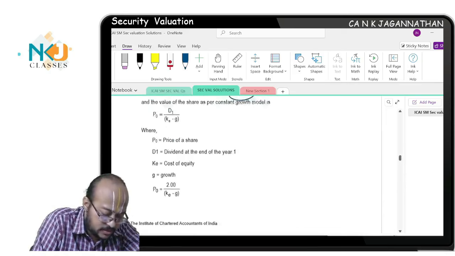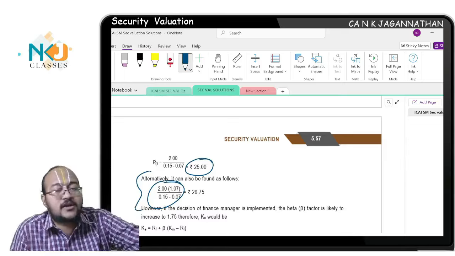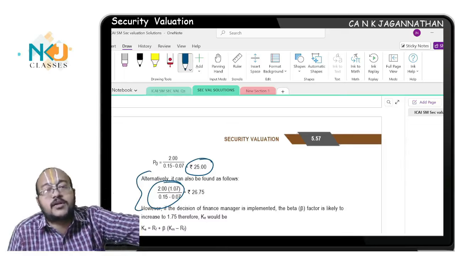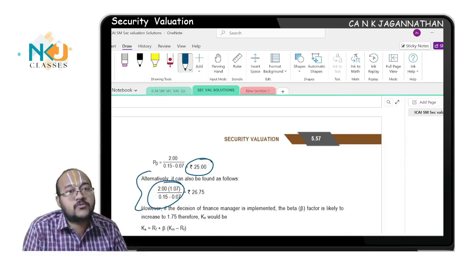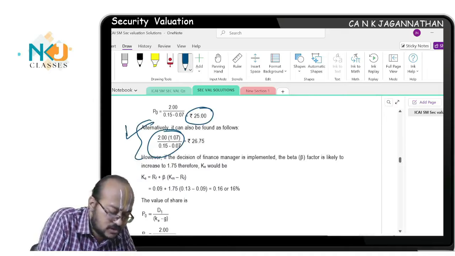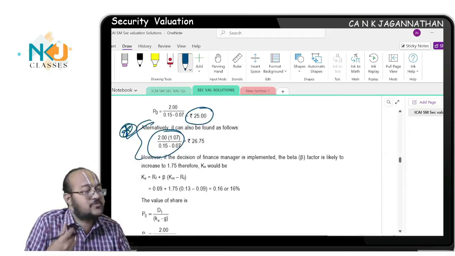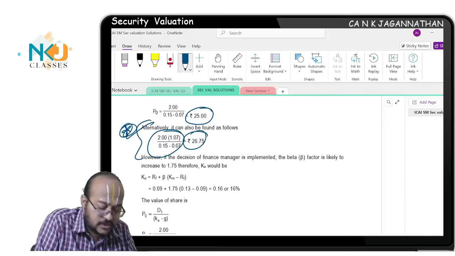the 2 is taken as D1. But the question only says the company pays a dividend, which means it is currently paying a dividend, so D0 will be there. You need to compute D1 for applying the formula. Hence, the alternative solution is also possible, they have shown, but always use this method, because wherever they say pays dividend, you should assume D0, compute D1 and find out the value. You will get 26.75.